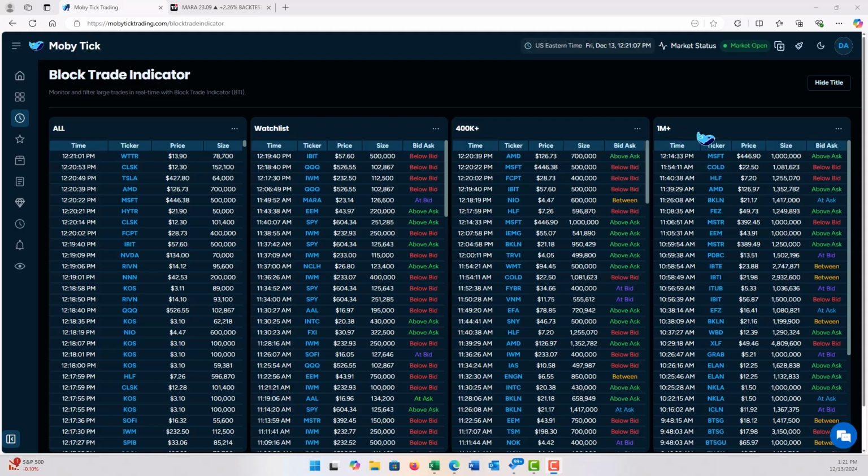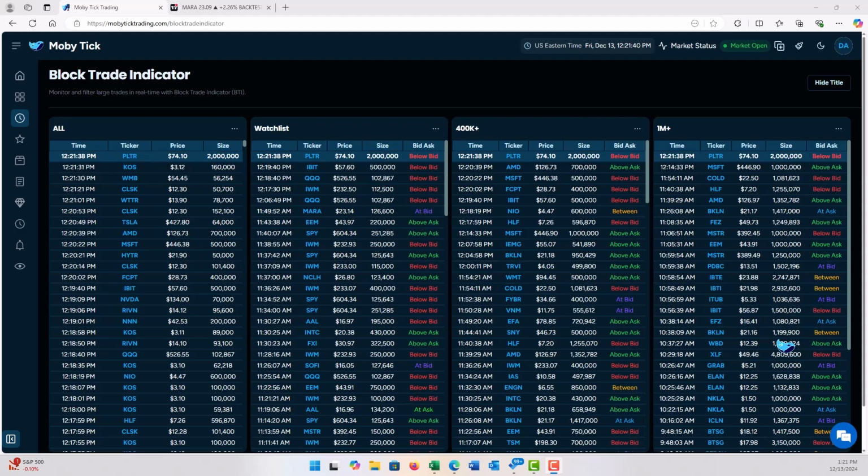So if we look at the millions today, there was $1 million on Microsoft, $1 million on Cold, 1.3 on AMD, MicroStrategy's 1 million, EEM, you see all of these, another million there, so we can kind of get the lowdown on stocks and look for additional trades. Look at this one, it's interesting. 4.8 million on XLF, so the financials. There's been tons and tons of prints on the financials, XLF and some of the other banks as well.